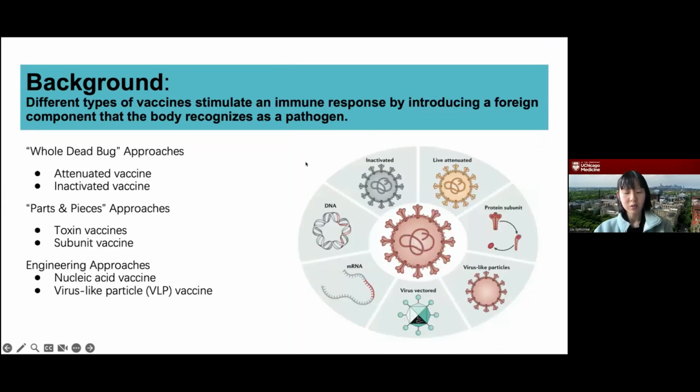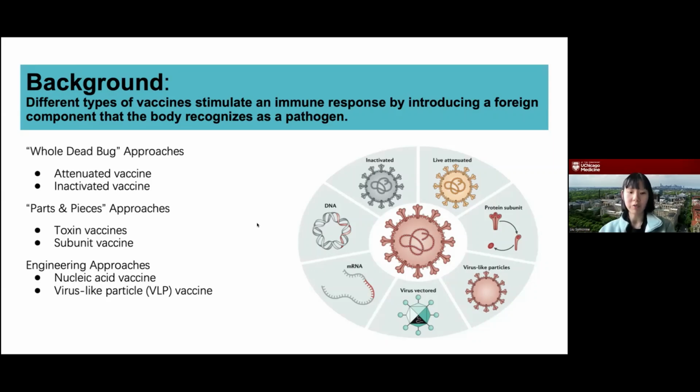And just to give everybody a recap of the different types of vaccines, we have these whole dead bug approaches, and these are the attenuated or inactivated vaccines. There are also these parts-and-pieces approaches, which, instead of taking the whole bug, use either their toxins, some of their molecular signatures, or a subunit of that pathogen to achieve that immunogenic response. And finally, there are more novel approaches nowadays, which come down to nucleic acid vaccines, so mRNA vaccines, and also virus-like particle vaccines.